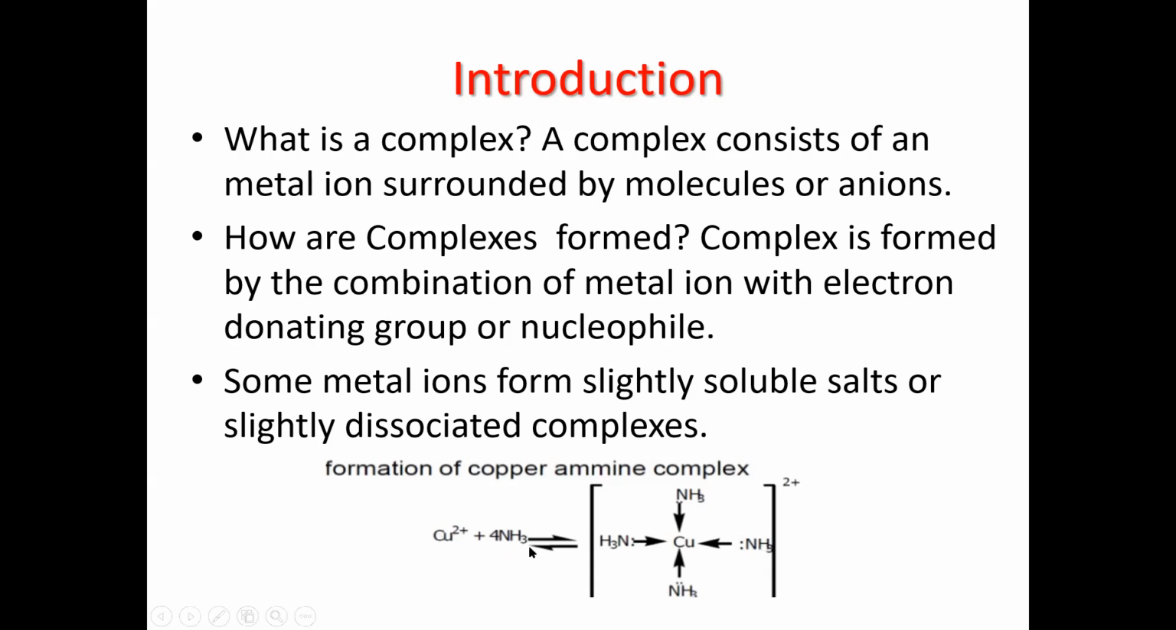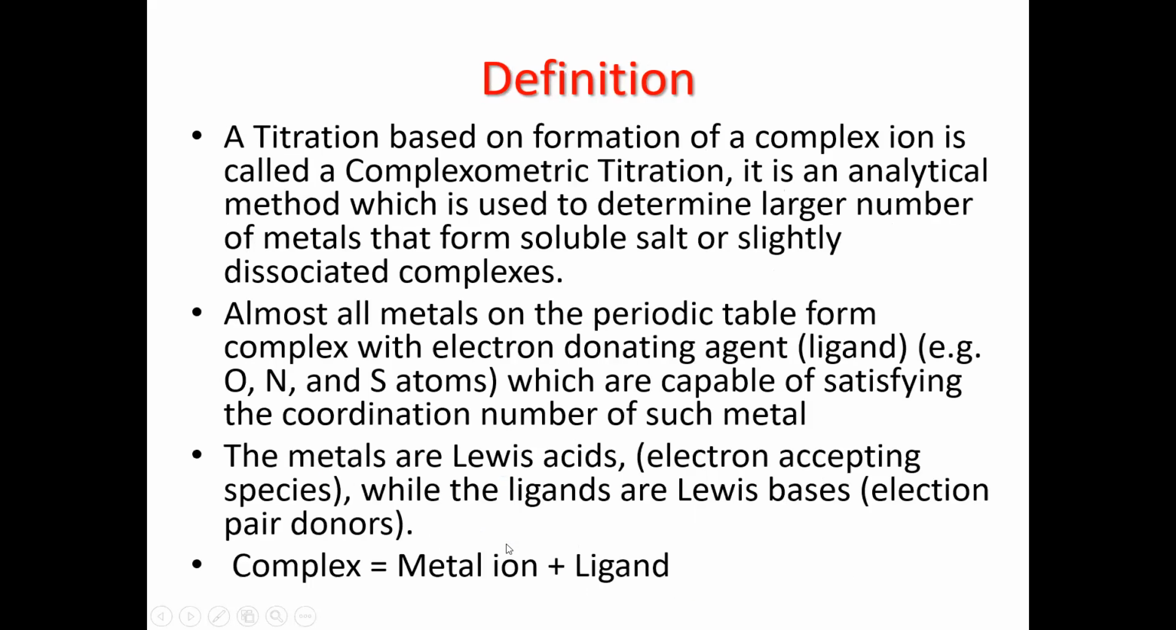We have copper ion reacting with ammonia, and it forms a complex whereby the copper ion is surrounded by 4 molecules of ammonia. So by definition, complexometric titrations are titrations that are based on the formation of complex ions. And it is an analytical method that is used to determine a larger number of metals that form soluble salts or slightly dissociated complexes.